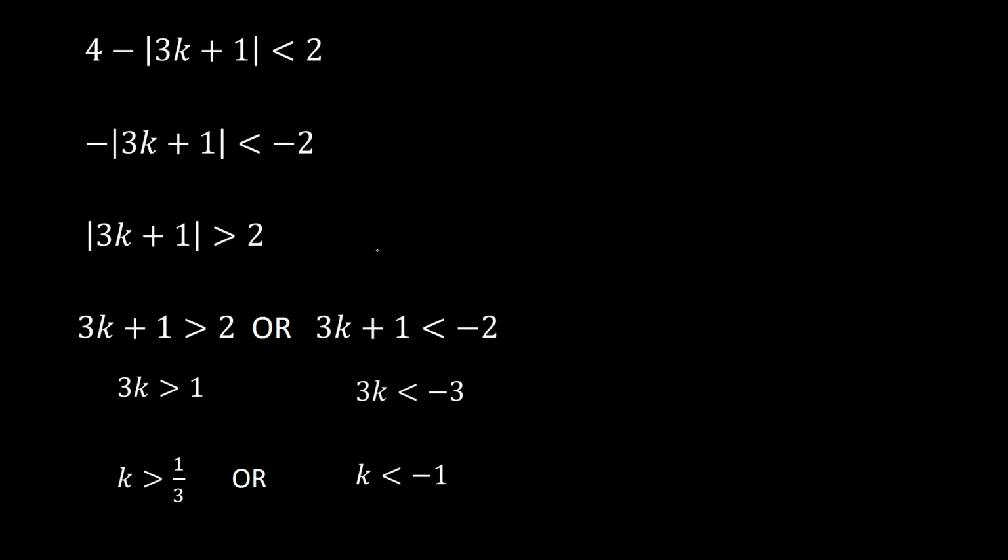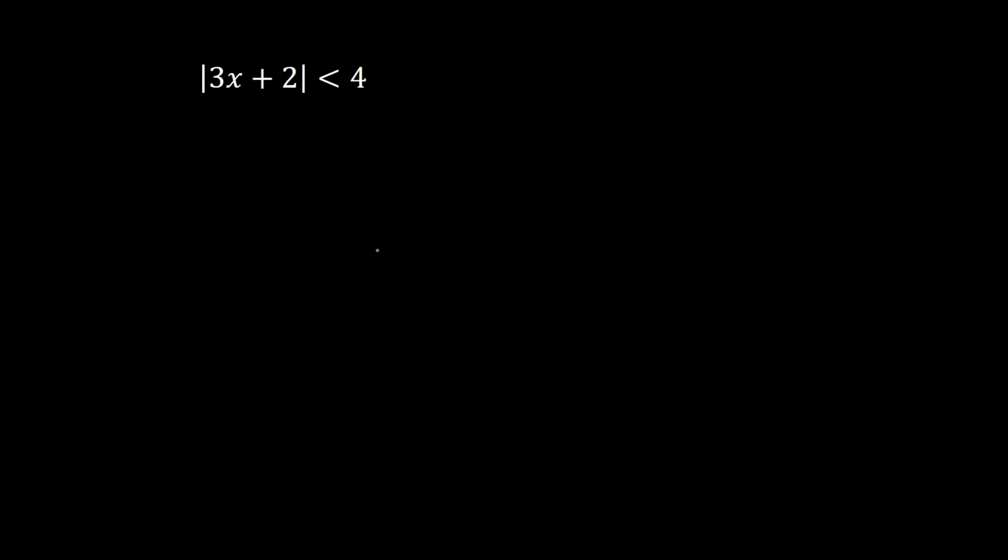Now up to this point, we've only dealt with the greater than sign. So the last two examples, I'm going to use the same examples that we used previously, except changing the sign from a greater than sign into a less than sign. So example 1, 3x plus 2 is less than 4. Same one we've already done before, the only difference is the less than sign.